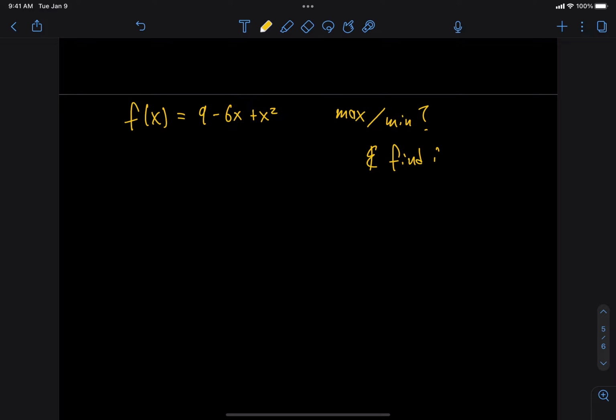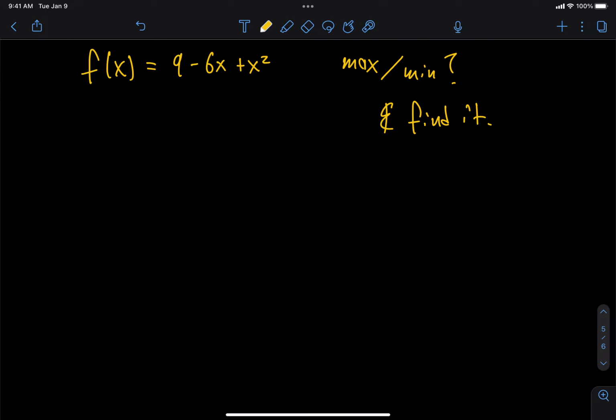I have not done it. How can you change that around? Like, x squared and then 6x and then, all right, everybody, let's settle down.